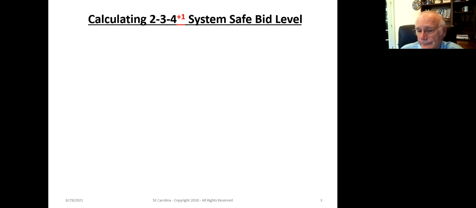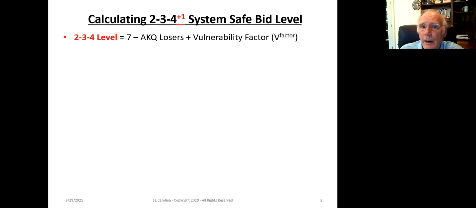Let's look at how we use 2, 3, 4 to calculate the safe level that we can bid with our hand. The level is determined by taking 7 minus the number of losers determined using the ace, king, queen method. Since there's another mini lesson on that, I'm not going to talk about that. And we add to that the vulnerability factor, call that the V factor.